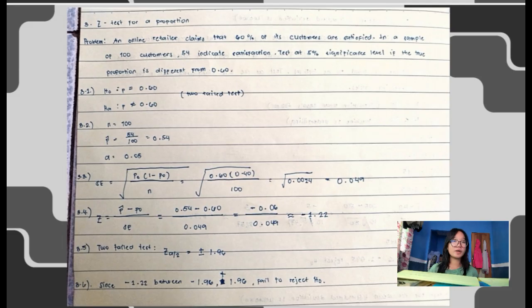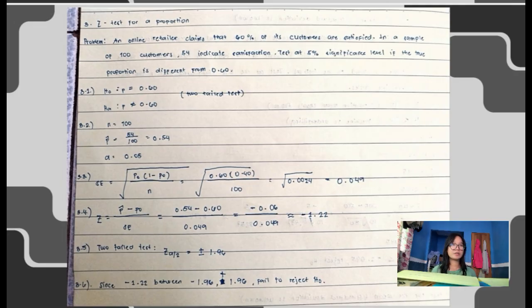Good day everyone. As you can see in the next slides, there's another problem solving, the z-test for a proportion. So the problem is, an online retailer claims that 60% of the customers are satisfied. In a sample of 100 customers, 54 indicate satisfaction. Test at the 5% significance level if the true proportion is different from 0.60.